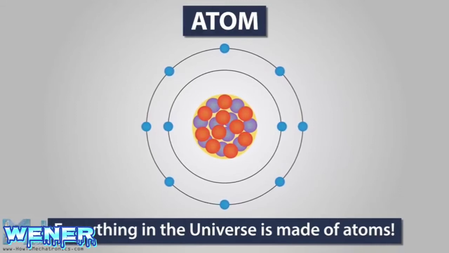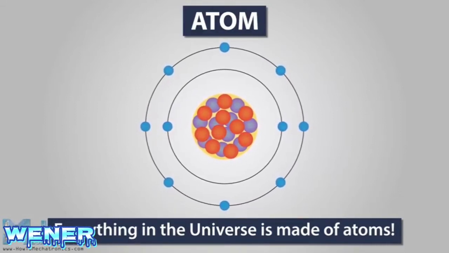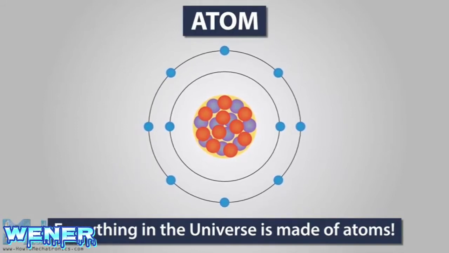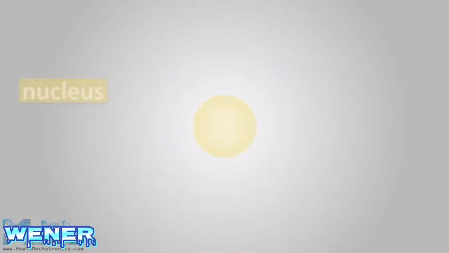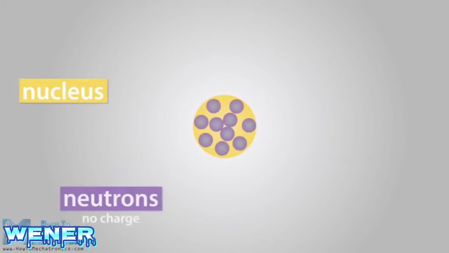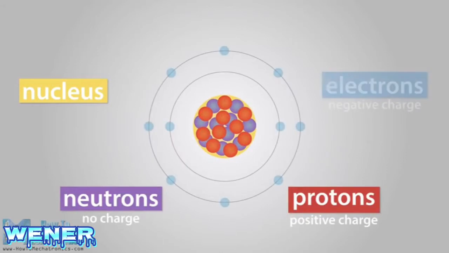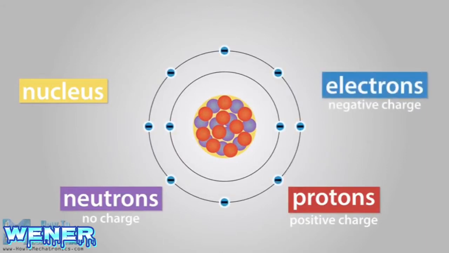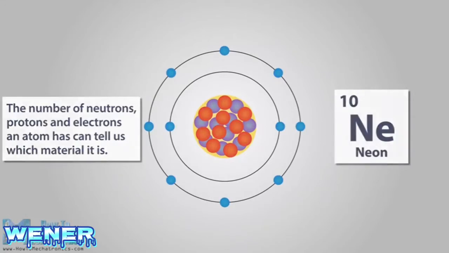An atom cannot be seen with a naked eye, so we will use a simplified model which can help us understand the structure of the atom. This is called the Bohr model. In the center of the atom there is a nucleus, which consists of neutrons which have no charge and protons which have positive charge. Also, there are negatively charged electrons orbiting around the nucleus. The number of neutrons, protons and electrons an atom has can tell us which material it is.